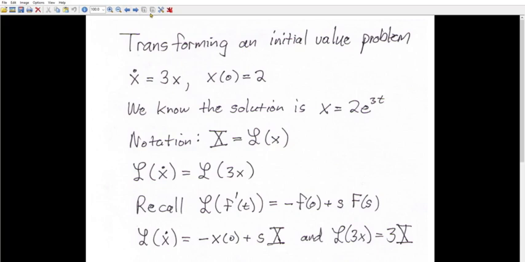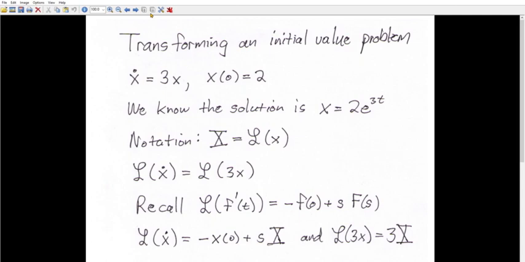Today, we're going to actually see why we've been working with Laplace transforms. What we're going to do now is transform an initial value problem from T space to S space, solve it in S space, and then translate back to T space.